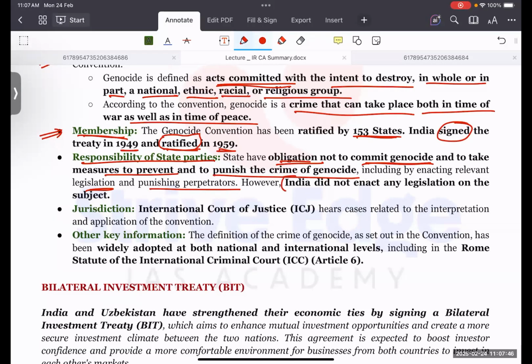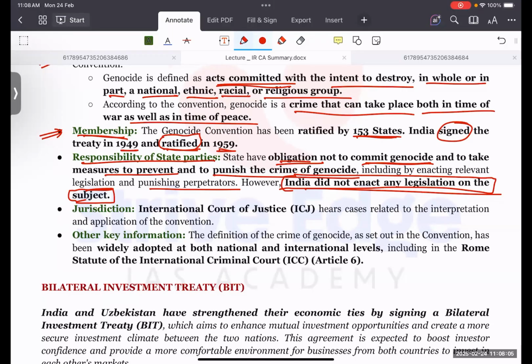However, India did not enact any legislation on this subject. So we have ratified the convention and we are a member of it, but we have not incorporated the provisions of this particular convention, the measures to prevent and punish the crime of genocide, in our parliament legislation. That is what you have to remember.